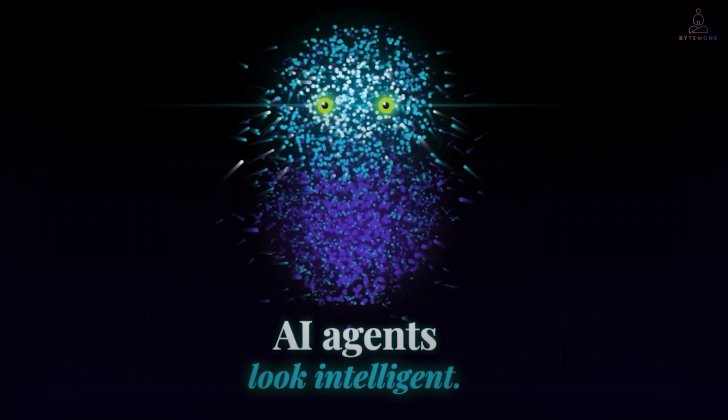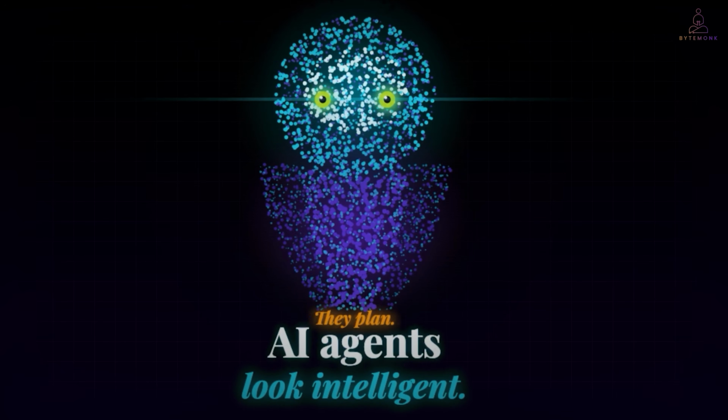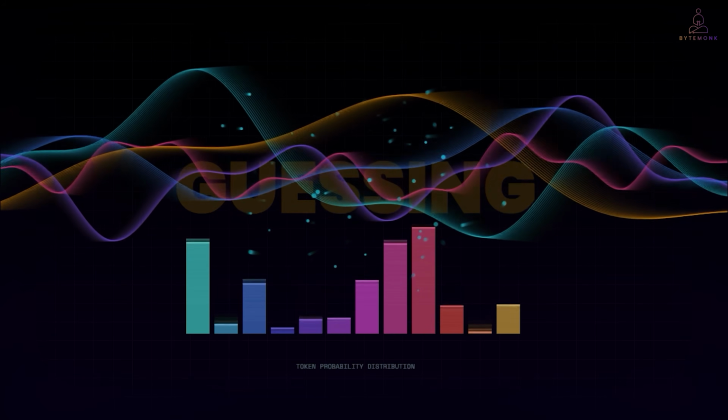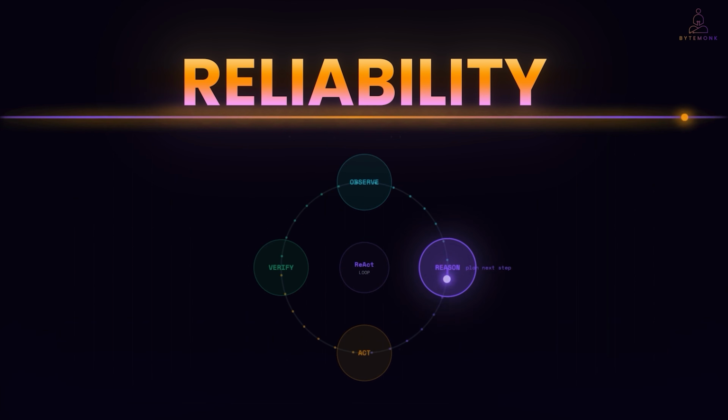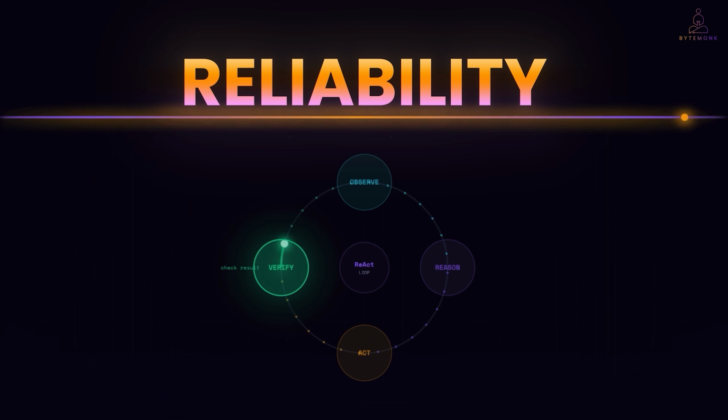AI agents look intelligent. They talk, they reason, they plan. But under the hood, they are guessing the next token. So how do you turn probability into reliability and build systems people can actually trust? And that's what this video is about.